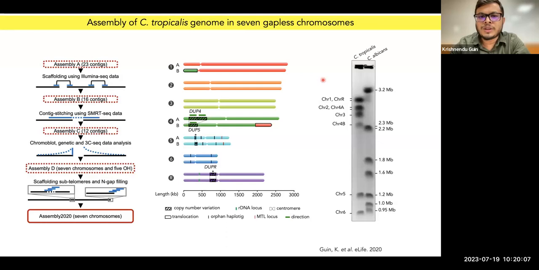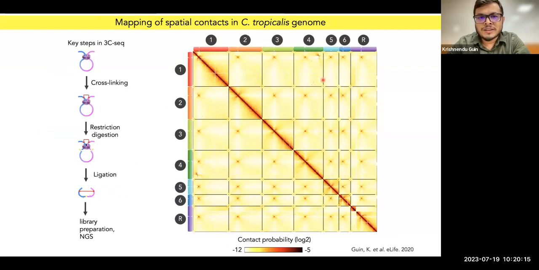And using this genome assembly, we thought of first testing the 3D organization of the Candida tropicalis genome, because we had already done the 3C sequencing. So now we realigned the 3C sequencing reads on this chromosome level genome assembly of Candida tropicalis. And this is the contact probability matrix that you see here. The color scale tells you how frequent a contact is in the genome. If it is white-ish or yellowish, then they are probably not interacting with each other. If it is towards red, that means they are interacting with each other.